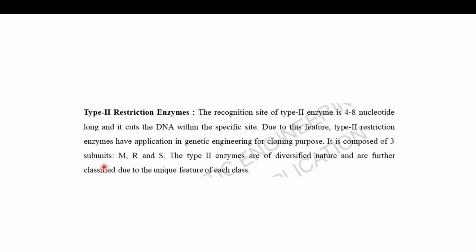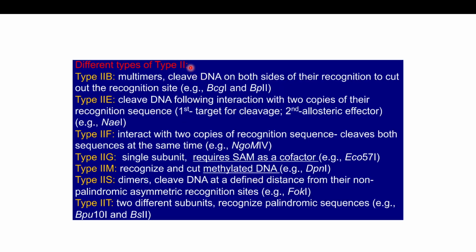This is also composed of three subunits: M, modification, responsible for modifying or methylating the nucleotides or DNA residues; R, the restriction activity; and S, for rendering the specificity. Type 2 enzymes are of a diversified nature and are further classified due to the unique feature of each class. So now, type 1 is over. Within the type 2 restriction enzymes, there are multiple types of type 2 restriction enzymes again.